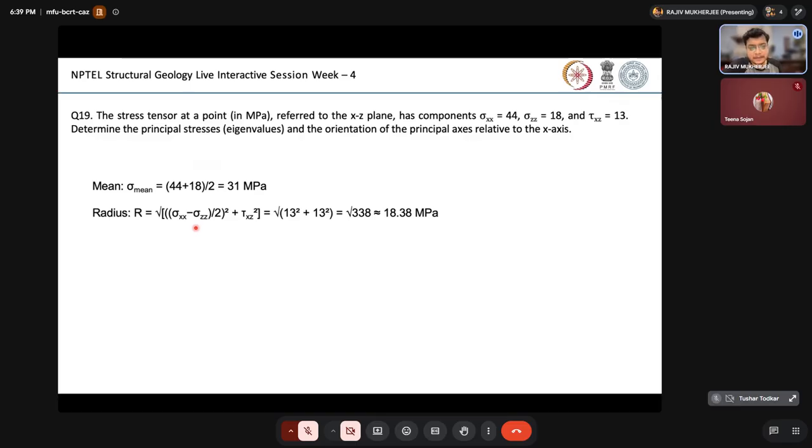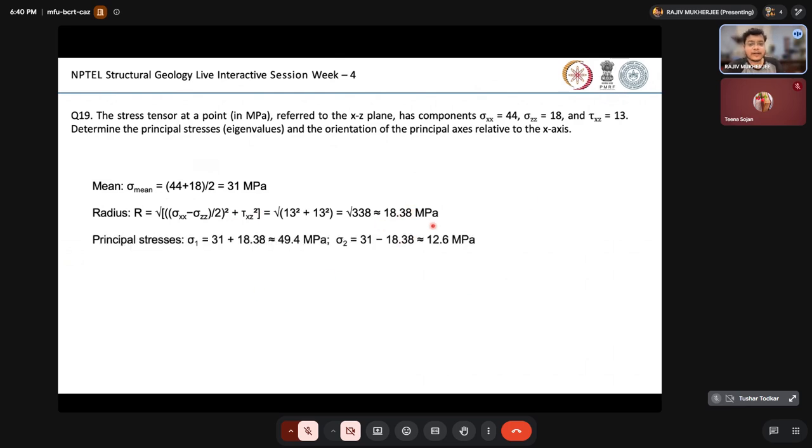And the same principle, using these two stress components, you calculate the maximum shear stress component, and you use that to calculate what we call the mean length or the radius, which is actually the magnitude, which is 18.38 megapascal.